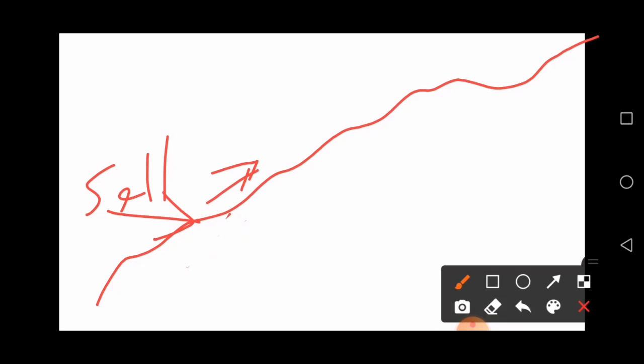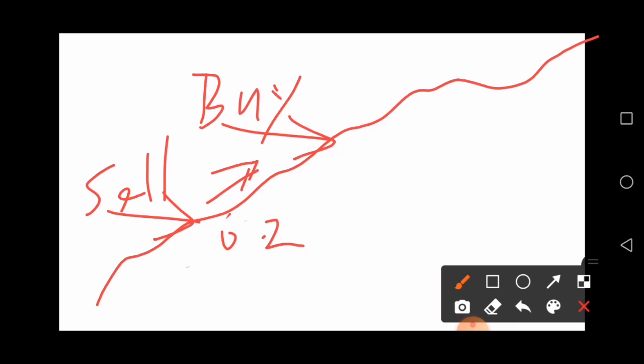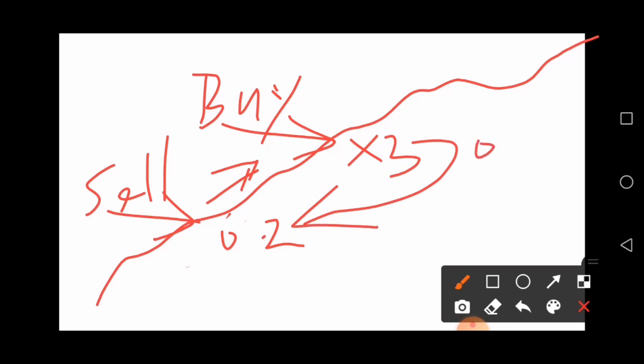For a non-volatile market, if you are going to hedge, this is how we're going to hedge. If the lot size used to enter this market is 0.2, we are going to hedge somewhere here, and hedging is you open a buy position here. The lot size we use to open this buy position is 3 times the initial lot size, so it's going to be 0.6 if you multiply the initial lot size by 3. So we are going to hedge this trade with a lot size of 0.6.